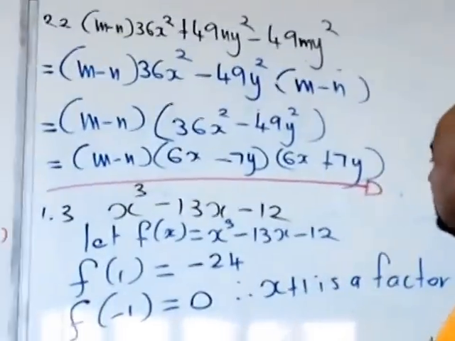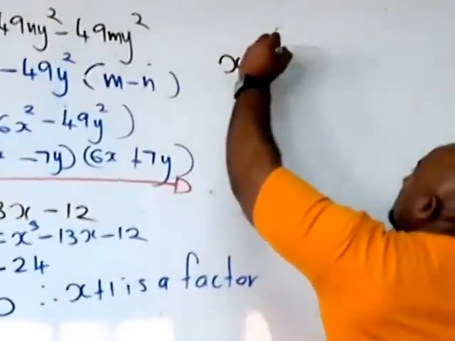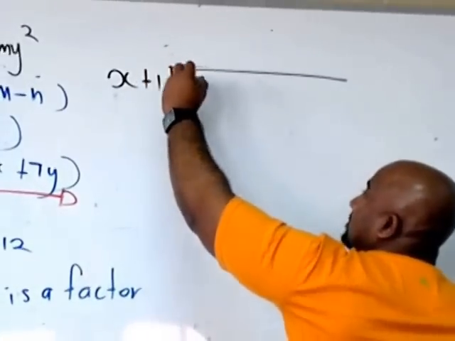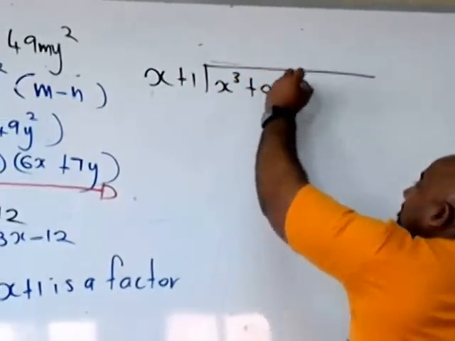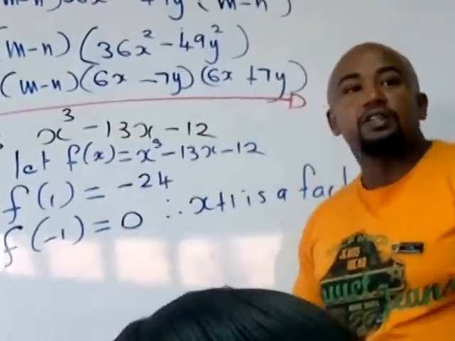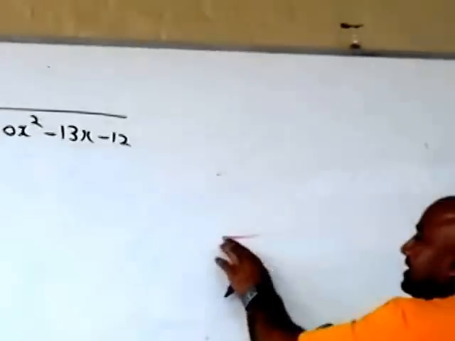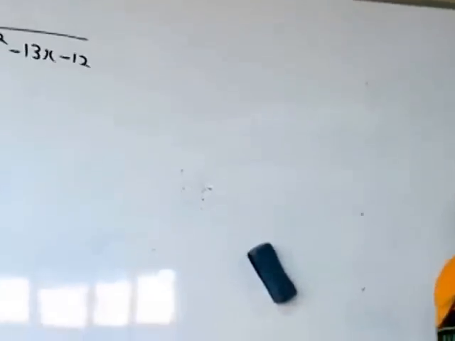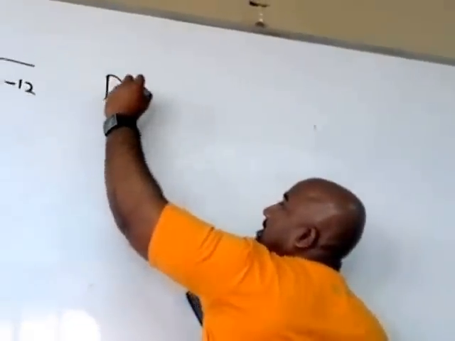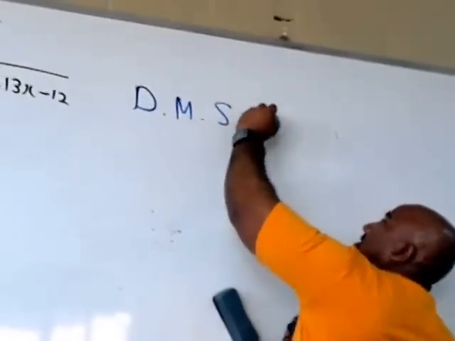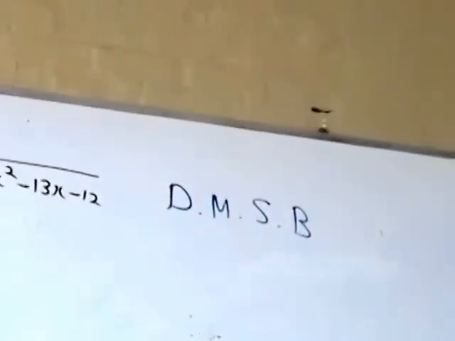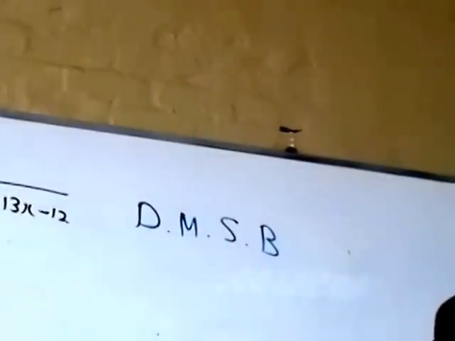How do we use long division? I've got my x plus 1 and I'm dividing into x cubed. Do I have an x squared there? There's no x squared, so it's actually a 0x squared. And I've got minus 13x minus 12. How do we use long division? Which I did in grade 4. Okay, I learned this in grade 4 and I didn't forget it. Long division. So that's going to be D M S B, which I'm also teaching to my N5 students when we come to a section on partial fractions.